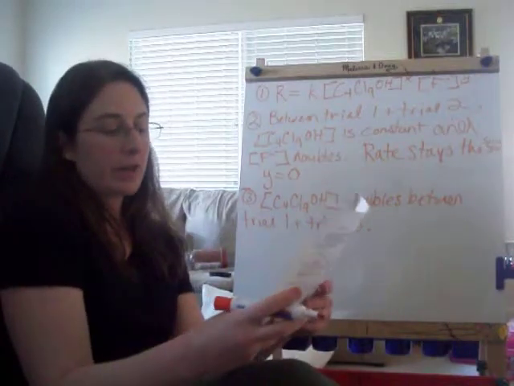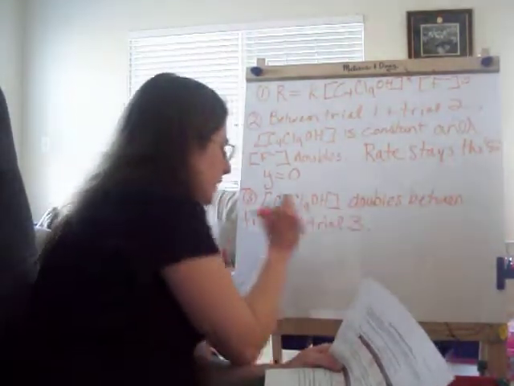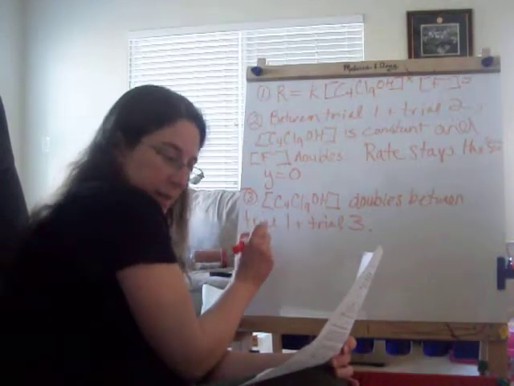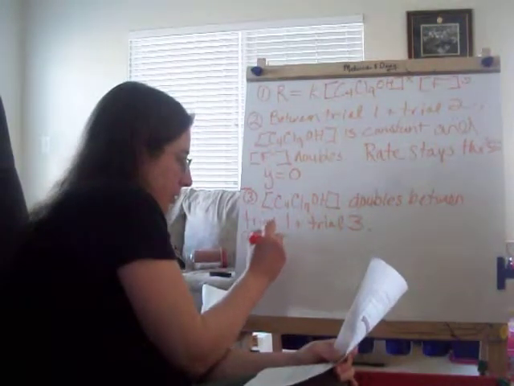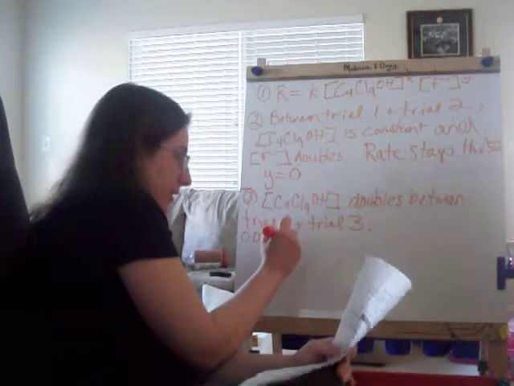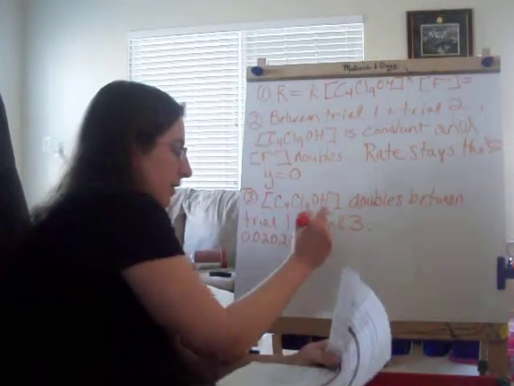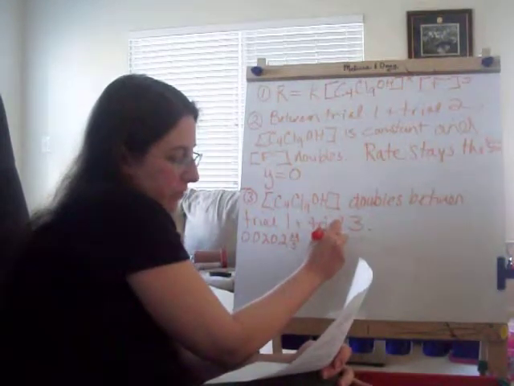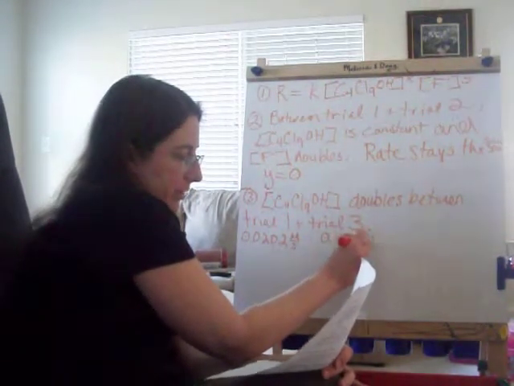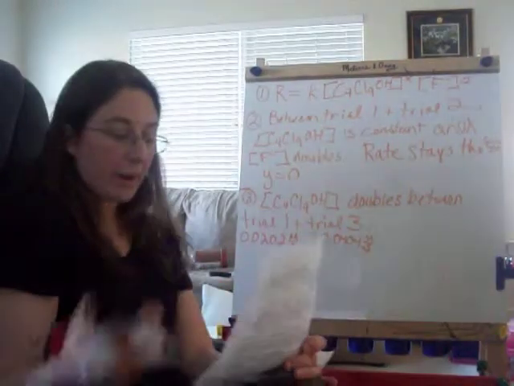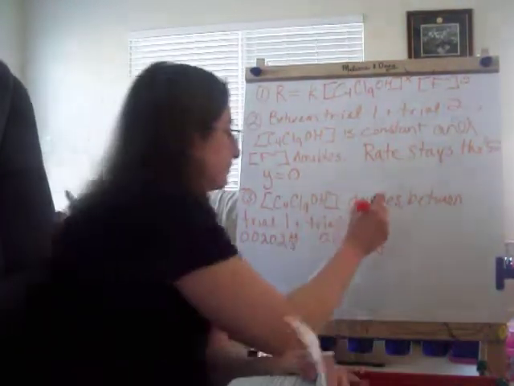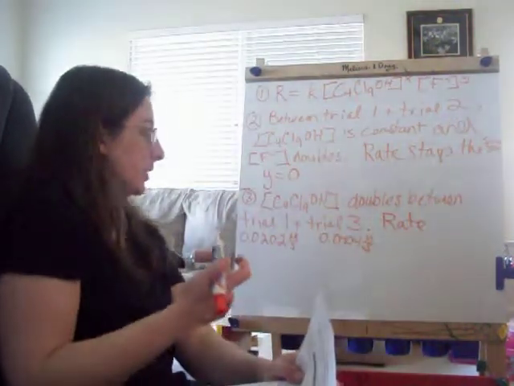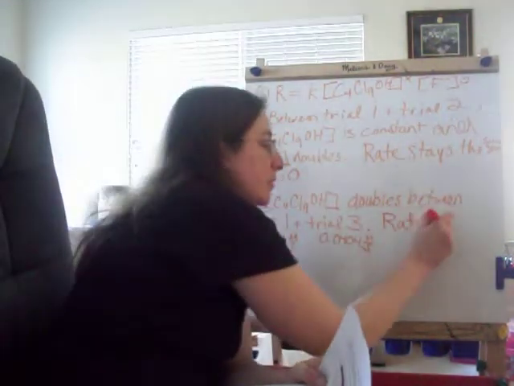Well, if we look at our rate data, in trial 1, the rate is 0.0202, and that's in molarity per second. In trial 3, it's 0.0404 molarity per second. So it looks like the rate doubled. So when the concentration of that monster doubles, the rate doubles.